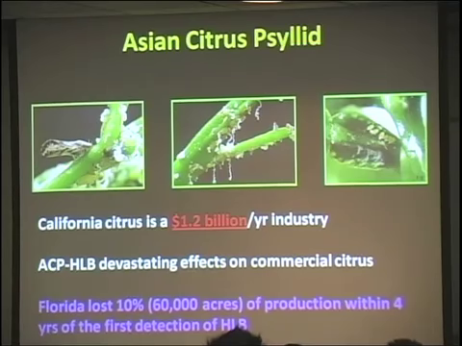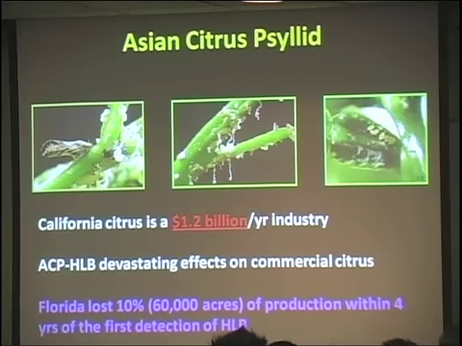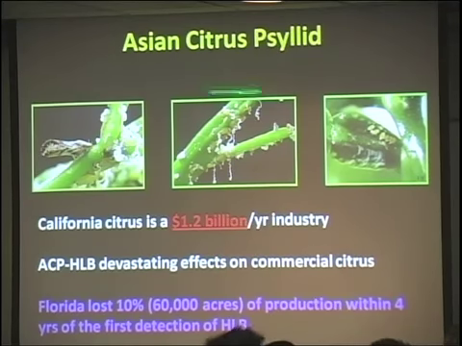However, our natural enemies and our foreign exploration and our biological control program is obviously targeting the insect. In California, we have discovered no natural enemies, or in particular, no parasitic wasps attacking the nymphs of Asian citrus psyllid. So let's put this in some perspective.